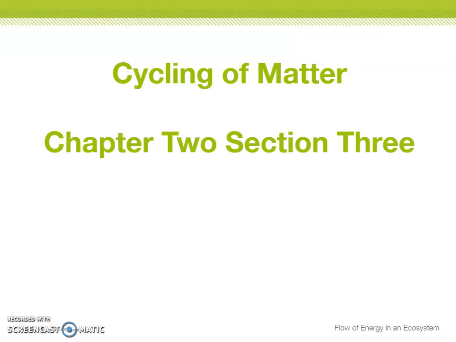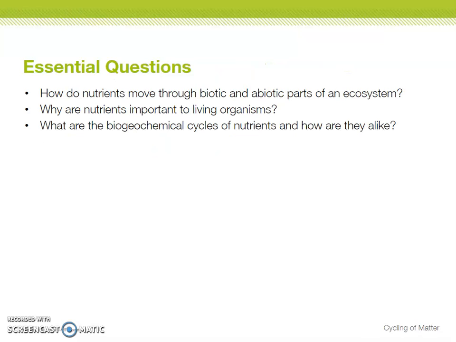Hey guys, we are working on Chapter 2, Section 3, Cycling of Matter. Here are the essential questions. How do nutrients move through biotic and abiotic parts of an ecosystem? Why are nutrients important to living things? And what are the biogeochemical cycles of nutrients and how are they alike?